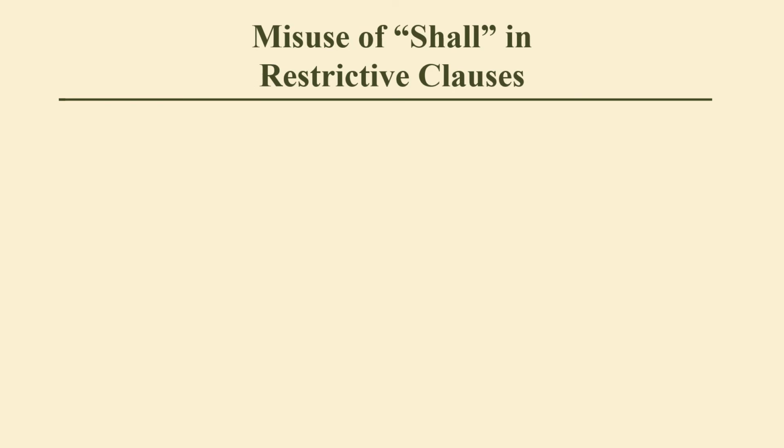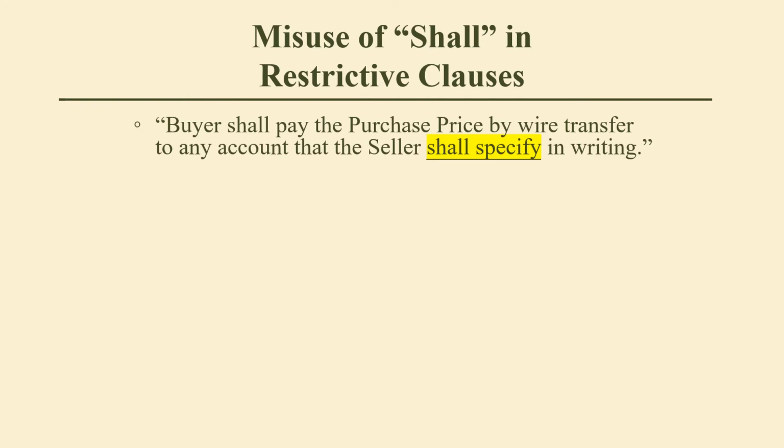Now let's look at some misuses of shall in restrictive clauses. The buyer shall pay the purchase price by wire transfer to any account that the seller shall specify in writing. If shall is the language of obligation, does this clause create an obligation for the seller to specify the accounts in writing? So if the seller fails to do so, is it a breach?